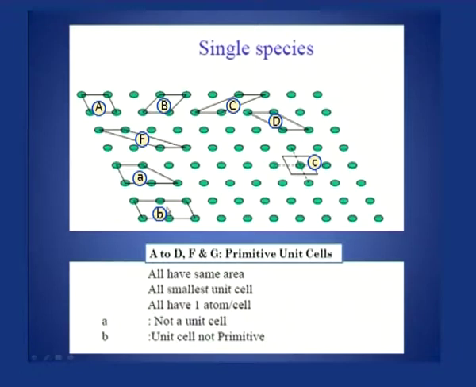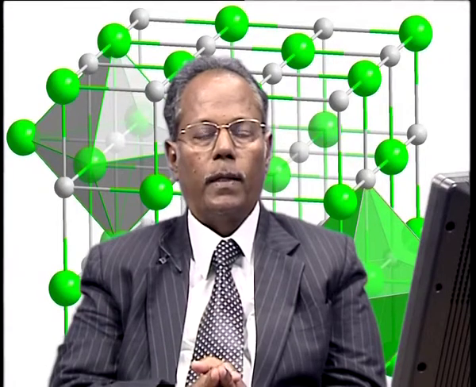So, this is a compound unit cell. By translating this compound unit cell also, you can generate the entire lattice. Therefore, you should know the distinction between the primitive unit cell and the compound unit cell.